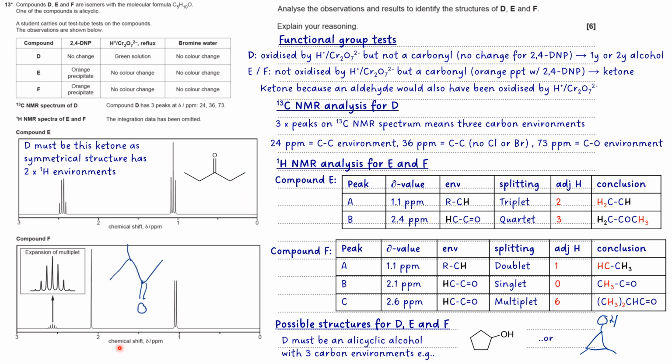Compound F gives us something like this. The structure has 3 hydrogen environments. It's got one there, it's got one there, and it's got another one here. And this environment here supports the multiplet. The multiplet would be because of the adjacent hydrogens, the 6 adjacent hydrogens in 2 CH3s here.